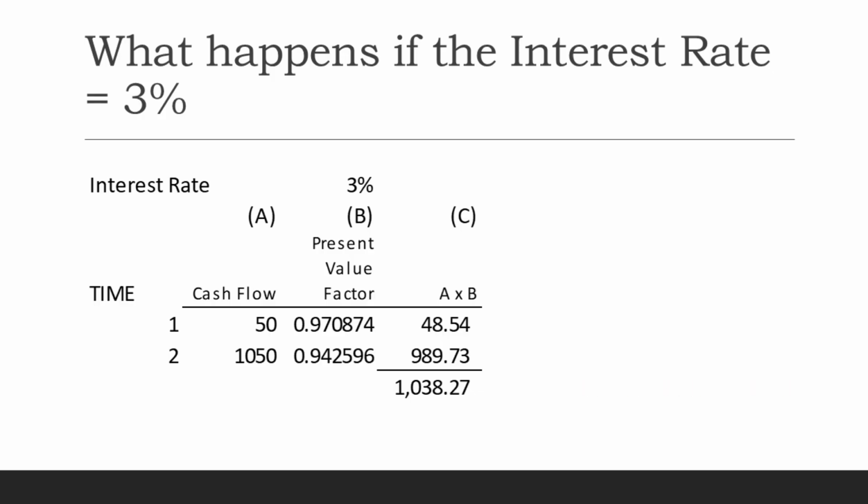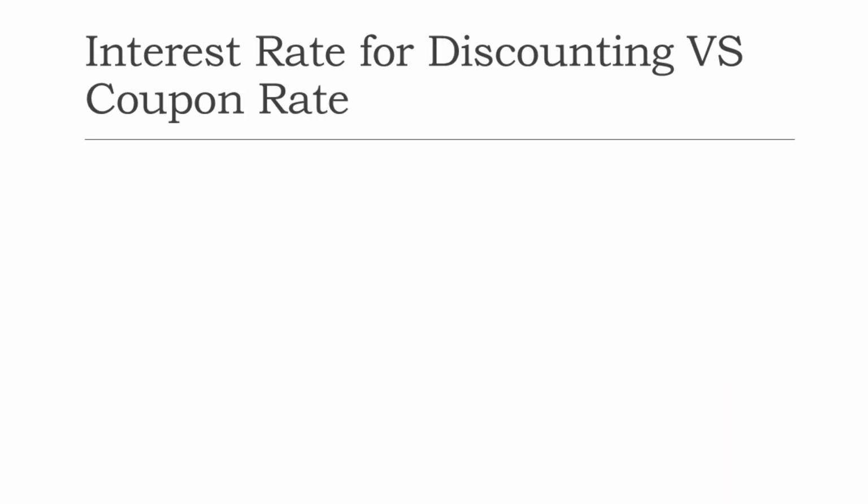Now, what happens if the interest rate is equal to 3% and the same given as before? You'll notice that the price will now be bigger than par. So we say that the bond is priced at a premium to par value. What are the takeaways from that quick discussion?